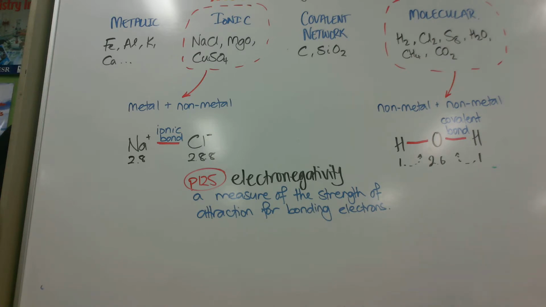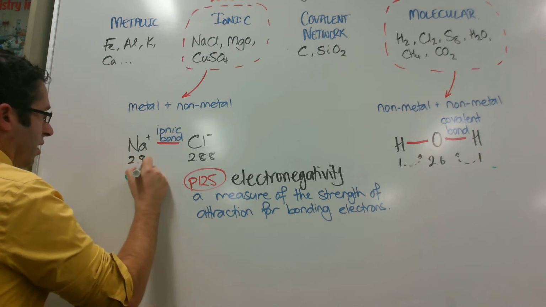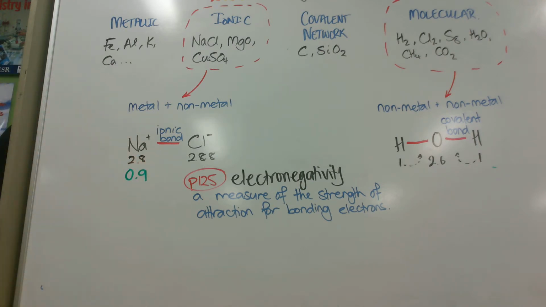And you'll notice there's no value for the noble gases. That's because they generally don't bond with anything. There are a few exceptions you'll learn about next year, but for this year they don't have a value for that reason. If I have a look at sodium, what's its electronegativity according to that table? 0 point something. 0.9. Okay. So sodium's is 0.9. What about chlorine?